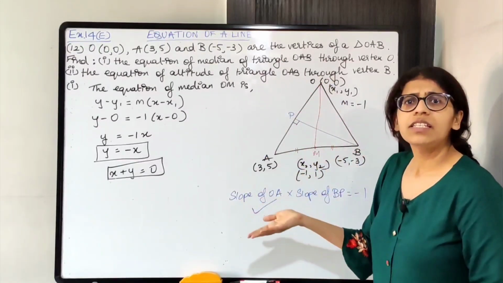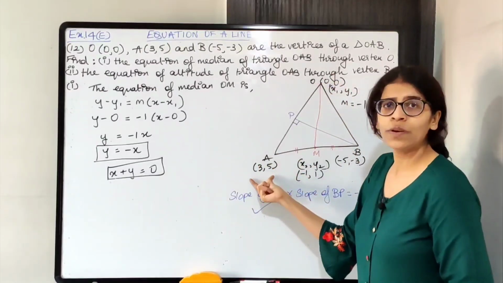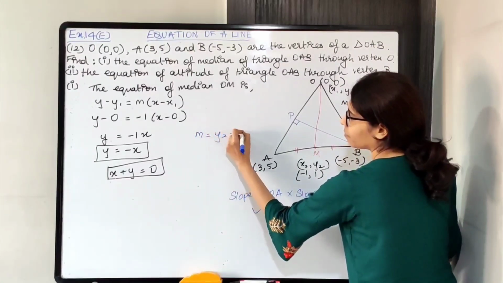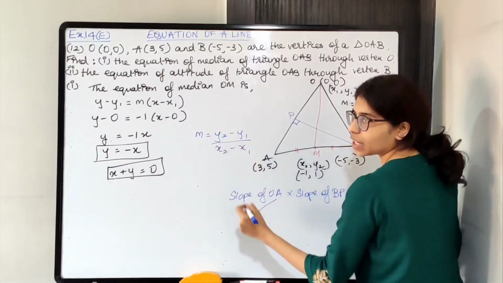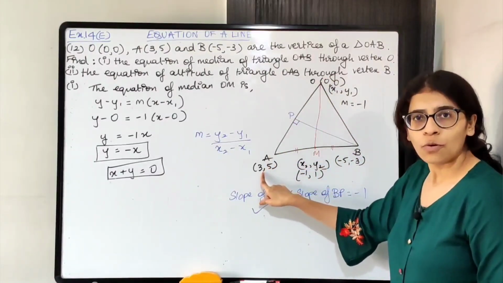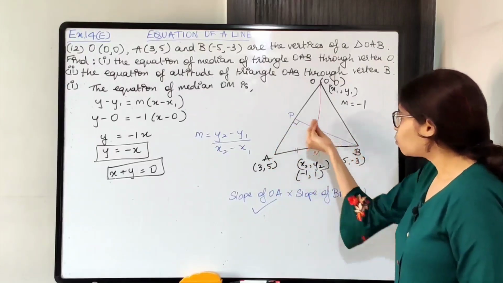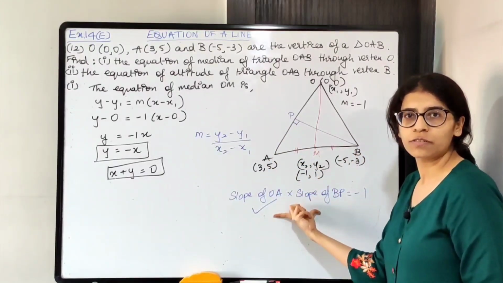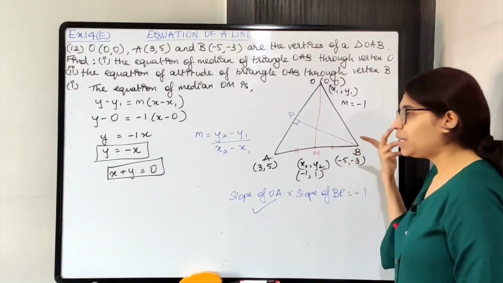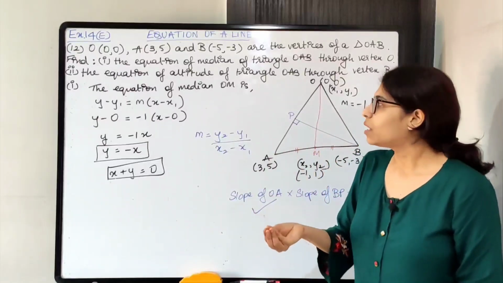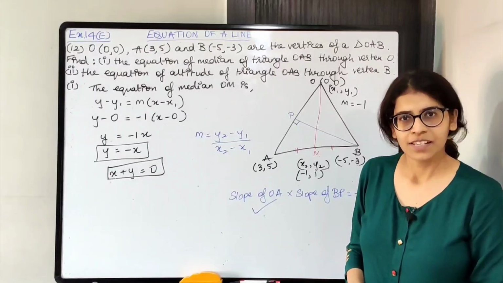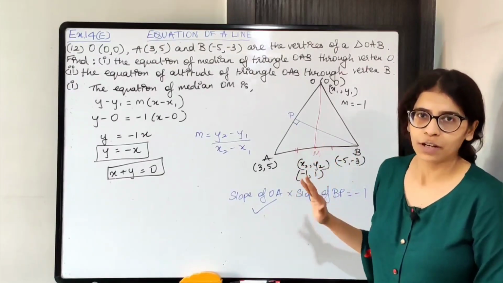OA का slope is very easy because I know O का coordinates, I know A का coordinates. Using the formula, I can easily find the slope of OA. So first I need to find slope of OA. From slope of OA, I'll get slope of BP using this relation. Okay, slope of BP मिल जाएगा. I have slope of BP, I have B का coordinates. Using the formula, I'll easily get the equation of BP. ठीक है? So let us solve now.